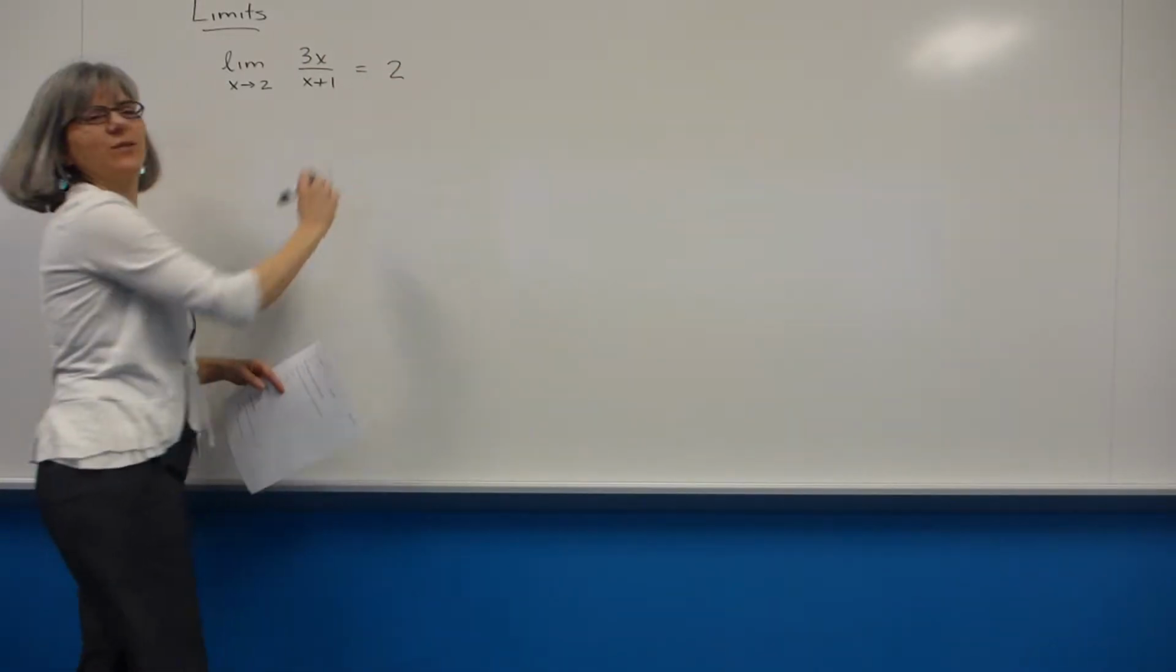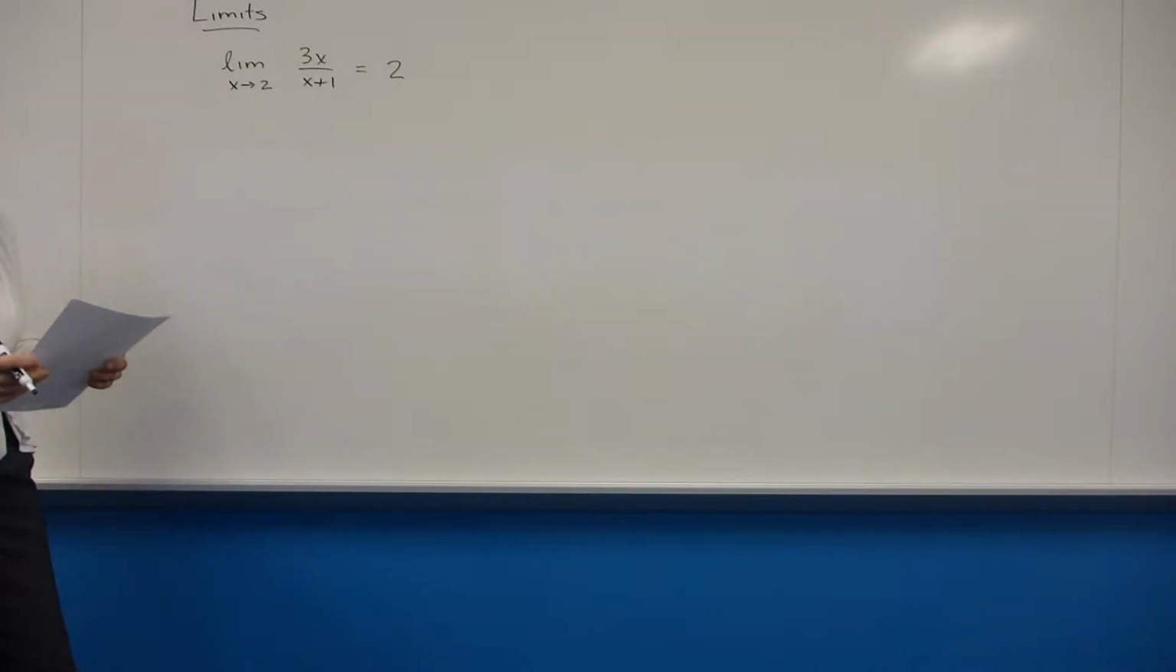Limit as x approaches 2 of 3x over x plus 1. What's the first thing you always do when you do a limit? Plug it in. So if I plug in 2, I get 6 over 3. So this is my answer. You plug it in, you get a number, you're done.